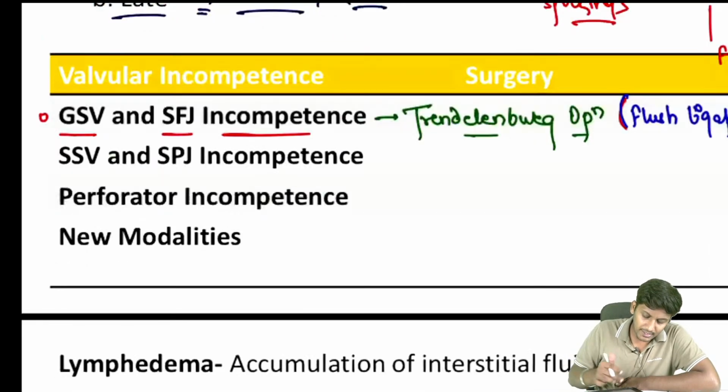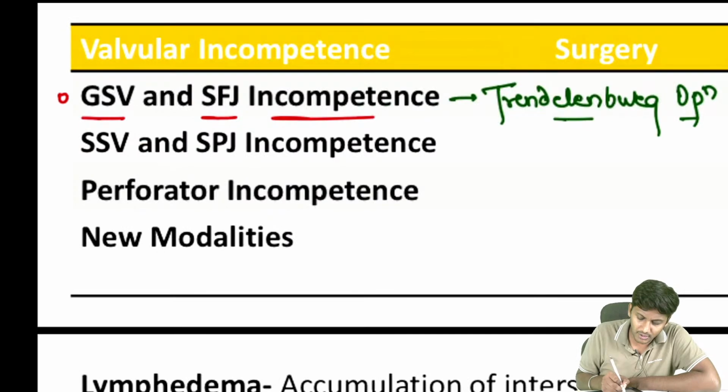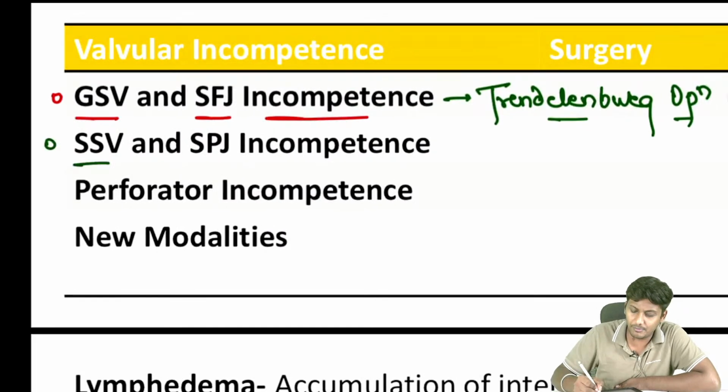ठीक है? Next important is, if there is problem in the short saphenous vein or at the saphenopopliteal junction incompetence. Here the surgery does not have a classical name. Here you just go for flush ligation of saphenopopliteal junction. याद रखना, we don't strip off the short saphenous vein also. Reason is, short saphenous vein below the knee, it is always present below the knee.